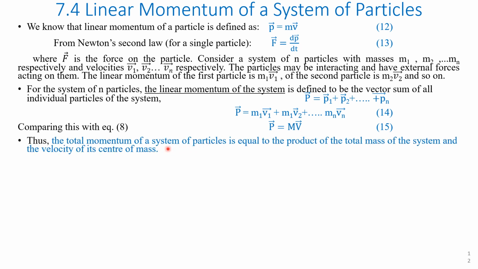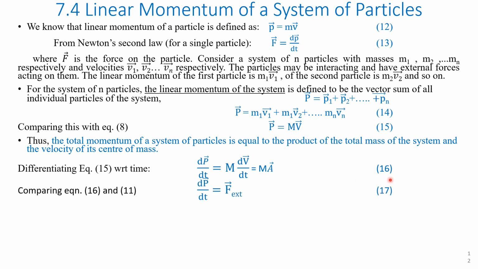Thus, the total momentum of a system of particles is equal to the product of the total mass of the system and the velocity of its center of mass. Now we proceed further and differentiate equation 15. Therefore, dP by dt equals capital M into dV by dt. Here, capital V is the velocity vector of the system of particles. But dV by dt, as we know, is vector A, that is acceleration, so dP by dt equals M into A. Let it be equation 16.